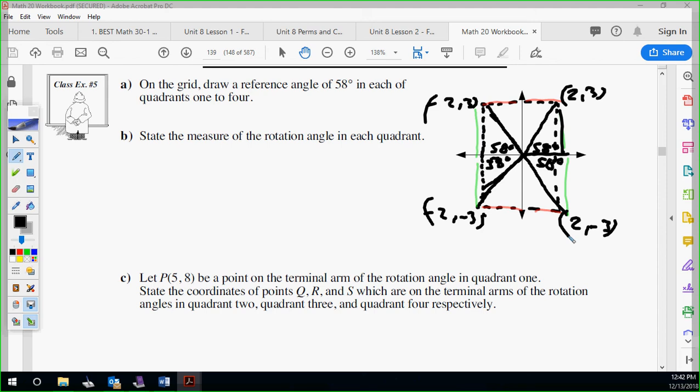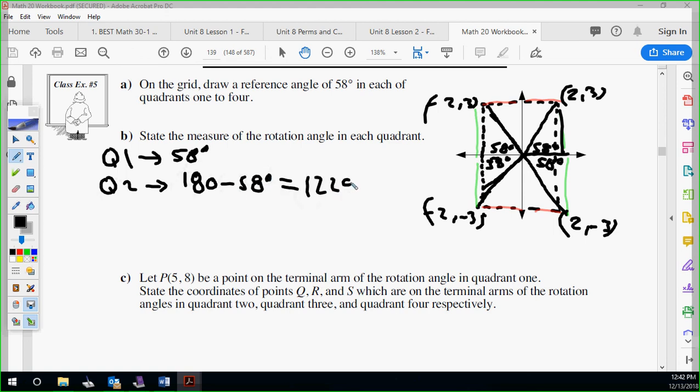All right, we drew that. State the measure of the rotation in each quadrant. So now they want to know, in each quadrant, if you have a reference of 58, what's the rotation? Well, quadrant 1's easy. 58, right? The rotation angle with the reference angle 58 is 58. All right, quadrant 2, what do you do? Good. So you're at 122. Okay, quadrant 3.